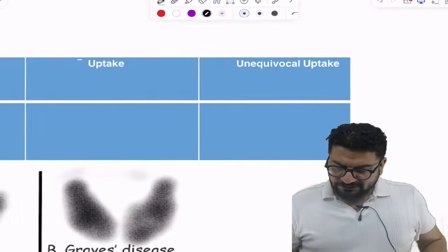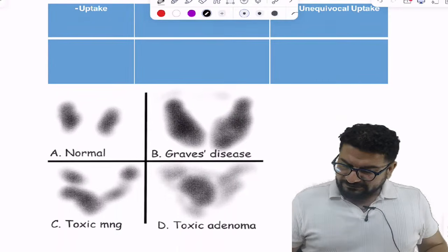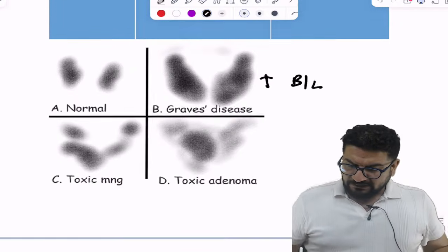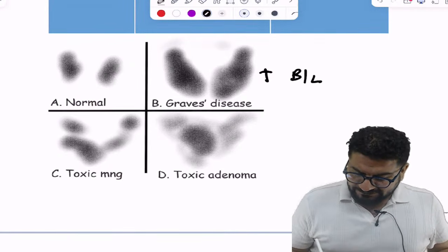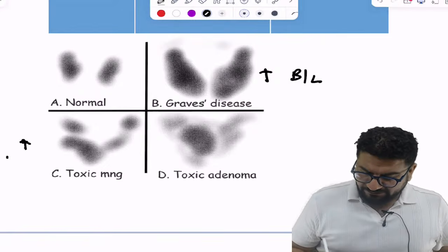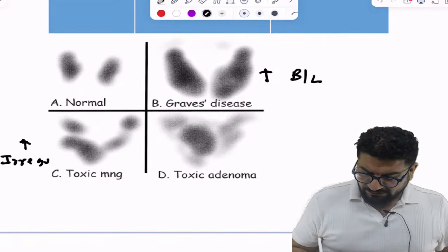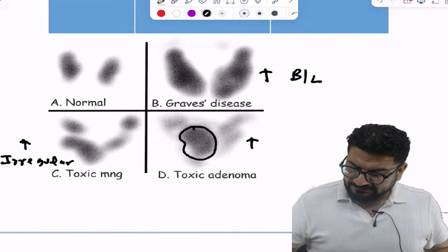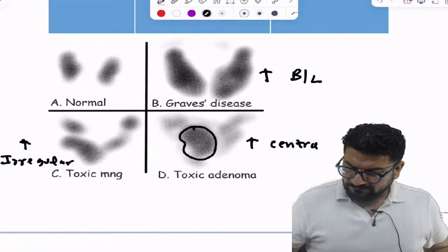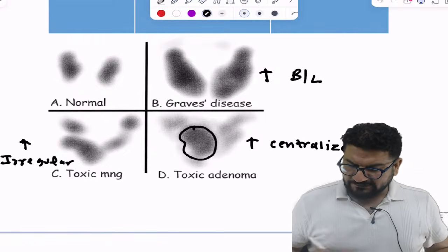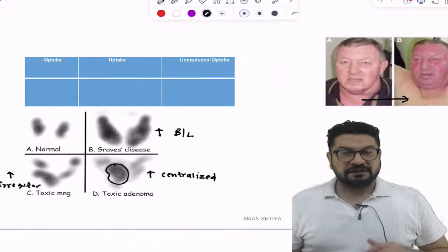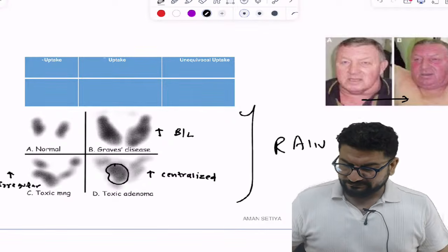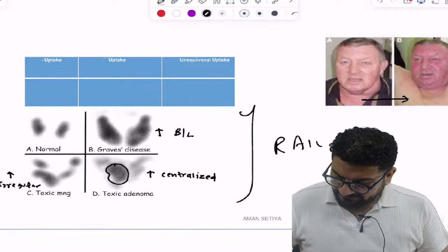Now look at this. You can see increased uptake and decreased uptake. Increased uptake we can see in Graves' disease. You can see bilateral increase. In toxic multinodular goiter, you can see increased uptake, but this increase will be irregular, meaning higher in some places and lower in others. And when you see a centralized increase, an increase in the center, it is toxic adenoma. So this is about the questions which they ask on the radioactive iodine uptake scan. We call this RAIU scan.